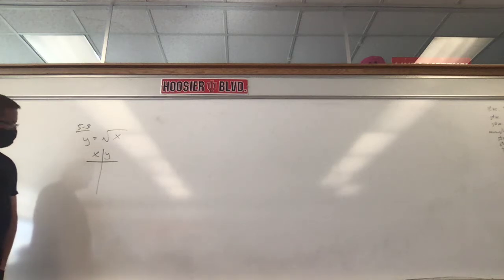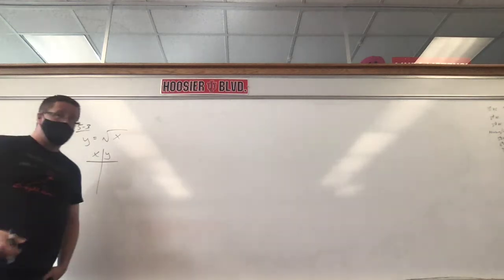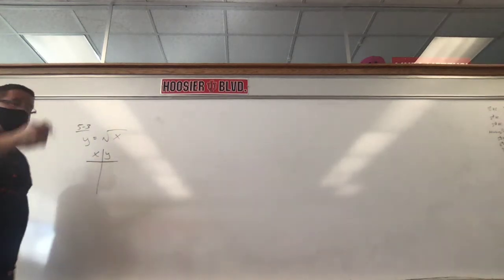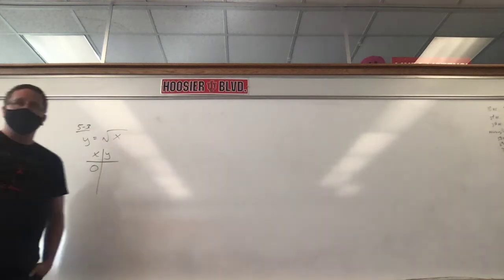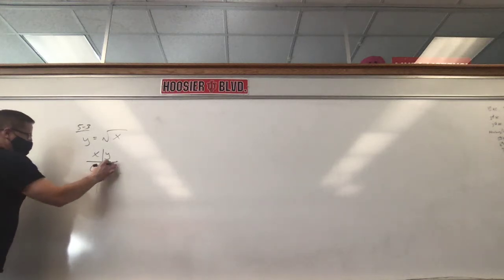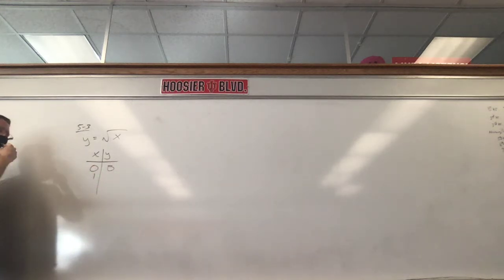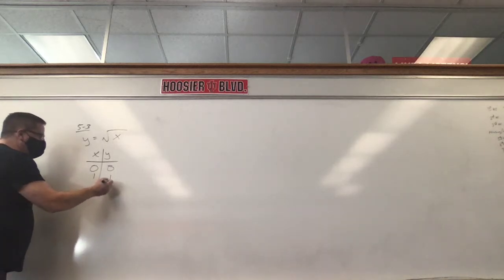1. 1 would be okay. Let's plug in 0. He had the guts to speak up. I appreciate that. Okay. Let's start with 0 though. If I plug in 0 for x, the square root of 0 is 0 because 0 times 0 is 0. We can plug in 1. The square root of 1 is 1 because 1 times 1 is 1.